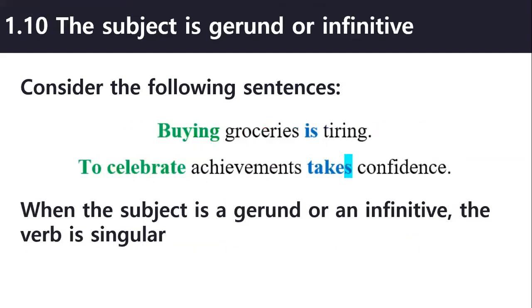Next we have the subject is a gerund or infinitive. In the sentences, buying groceries is tiring. To celebrate achievements takes confidence. When the subject is a gerund or an infinitive, the verb is always singular.